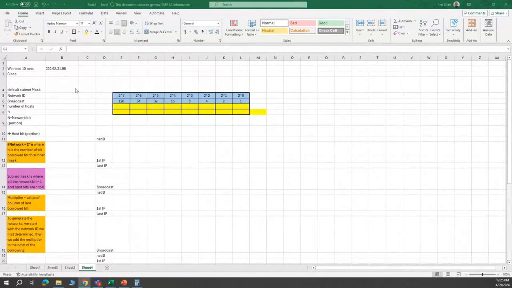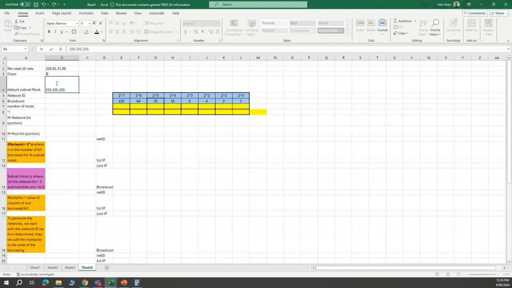So again, if we start off with this IP address, hopefully you'll realize that's a class C again. So we're being consistent. And the default subnet mask, if it's class C, again, is 255.255.255.0, which is equivalent to /24. So if we know that, then we know that the default network ID of this IP address is 220.62.31.0, because obviously we're doing that Boolean AND that we've been talking about.